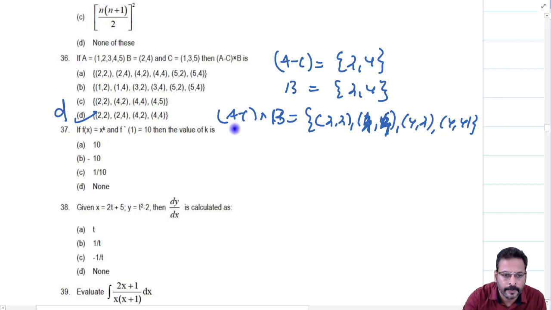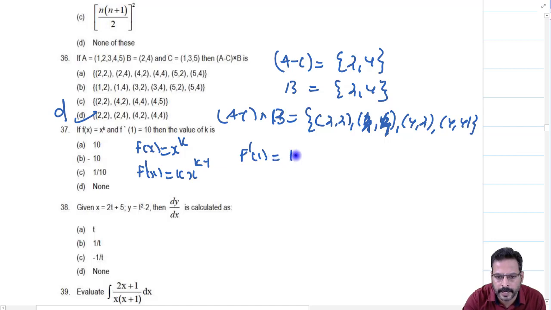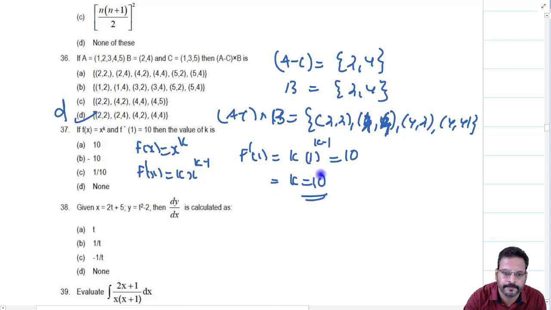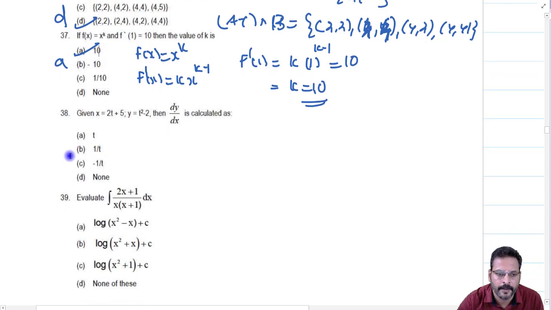Then f of x equal to x raised to k. So f of x is equal to x raised to k. We know that f dash x can be written as k into x raised to k minus 1. f dash 1 is equal to k into 1 raised to k minus 1 equal to 0. So we know that 1 raised to any number is always 1. That implies k is equal to 10. Answer choice A.